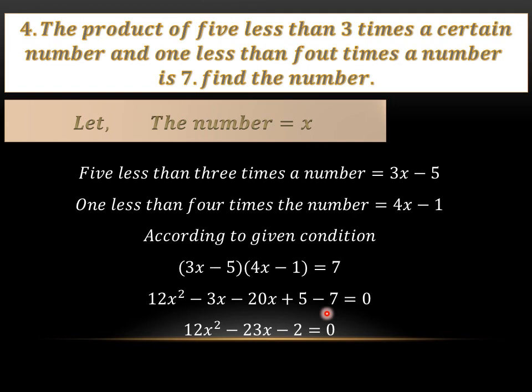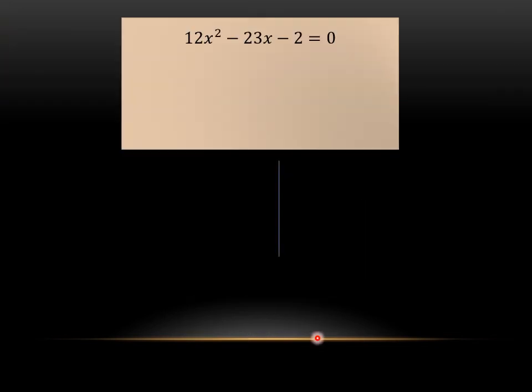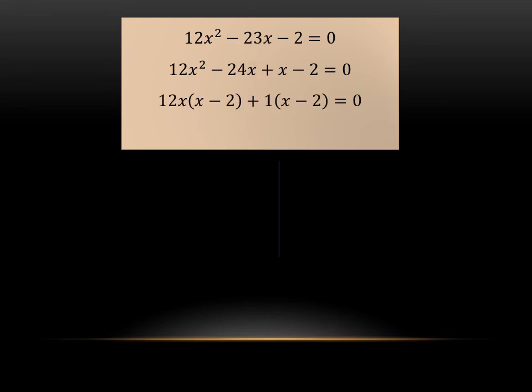Adding or subtracting the like terms, we will get 12x square minus 23x minus 2 equals to 0. Now we will break them. This is the last step. So breaking the middle term, we will get minus 24x plus x in place of minus 23x. Taking common, we will get 12x into x minus 2. And from these two, plus 1 because no common digit is here, and x minus 2 will remain the same inside the bracket. x minus 2 into 12x plus 1 equals to 0.